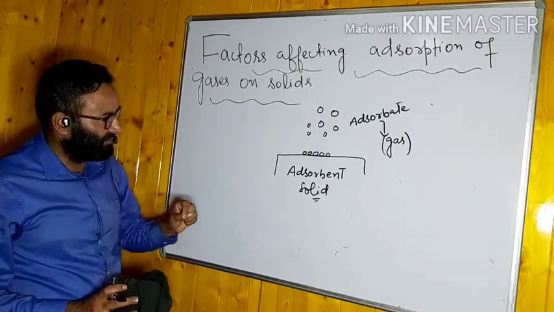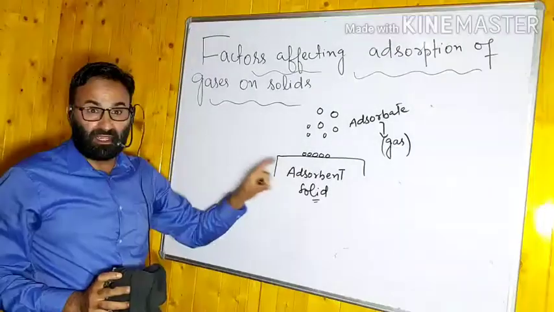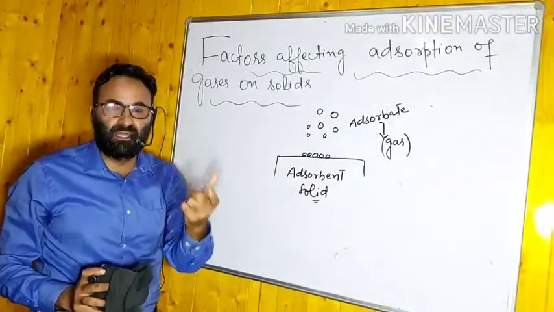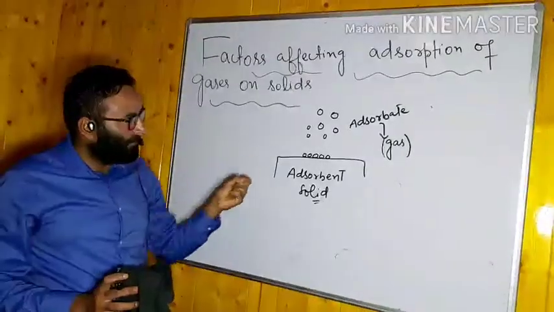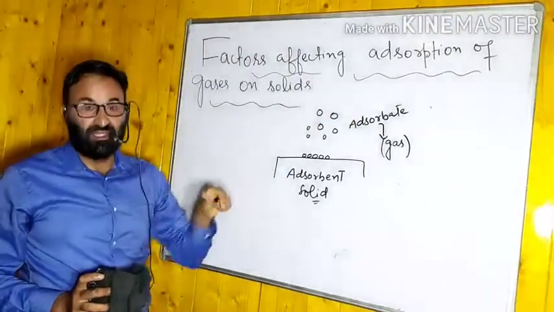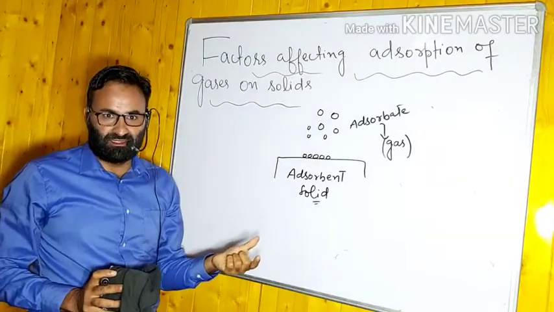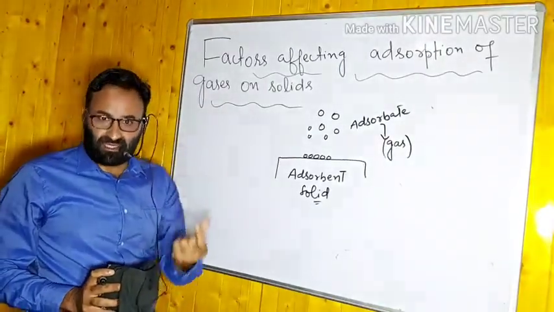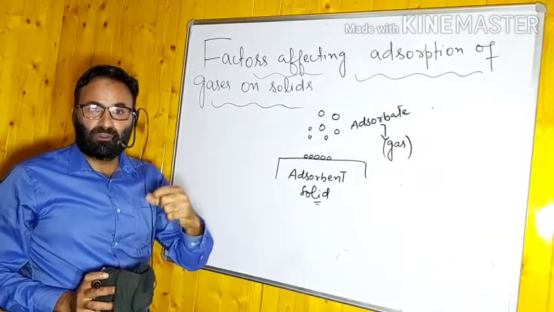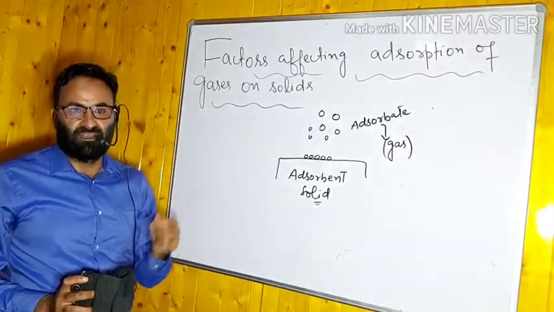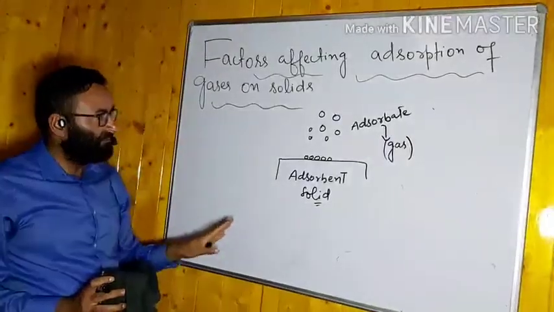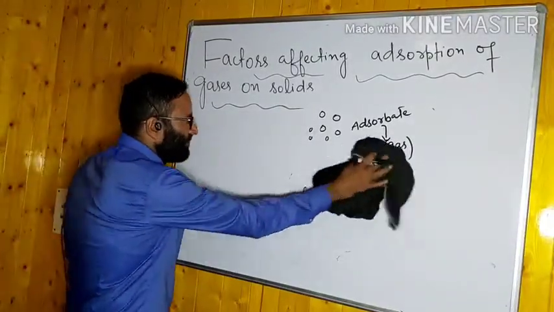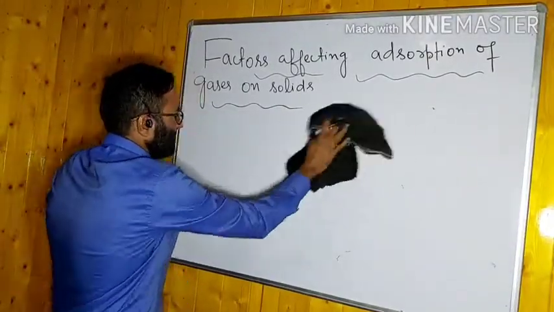The first factor is the adsorbent, the nature of adsorbent. The second is the gas, the nature of adsorbate. The third is temperature. The fourth is pressure, and then we have the activation of the adsorbent surface. While discussing this topic, you have to remember there are 5 factors.